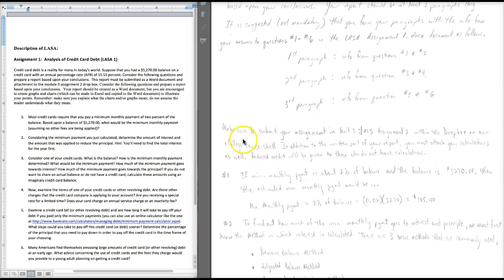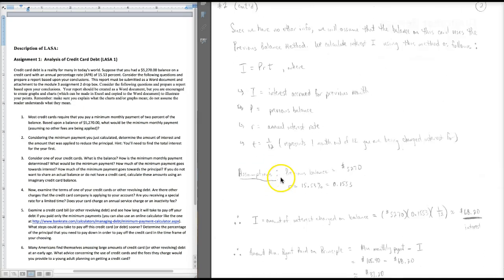Now, I say here to make sure that you submit your assignment in the Unit 3, Module 3, Assignment 2 Dropbox, as I've said before. And all your calculations need to be attached as well. And if you can just make that an electronic document that's in the appendix of your paper, have everything all together, that would be great.